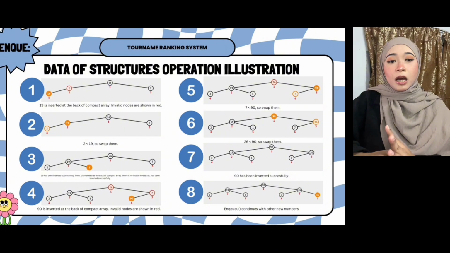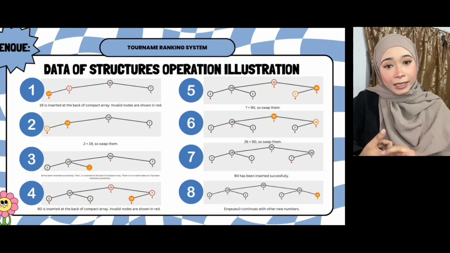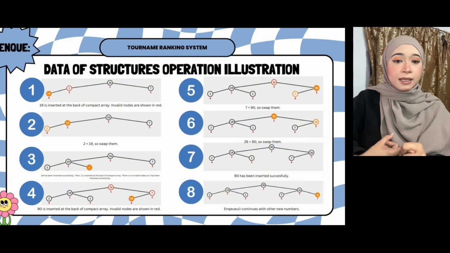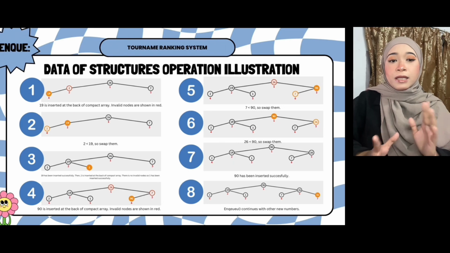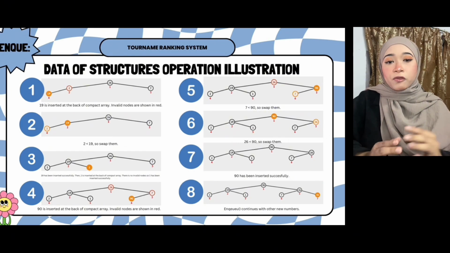Number 3, after the swap, the array is now valid, and 19 is successfully inserted in its correct position. And then the number 1 is added at the back. There are no invalid nodes, so 1 is placed without any movement.